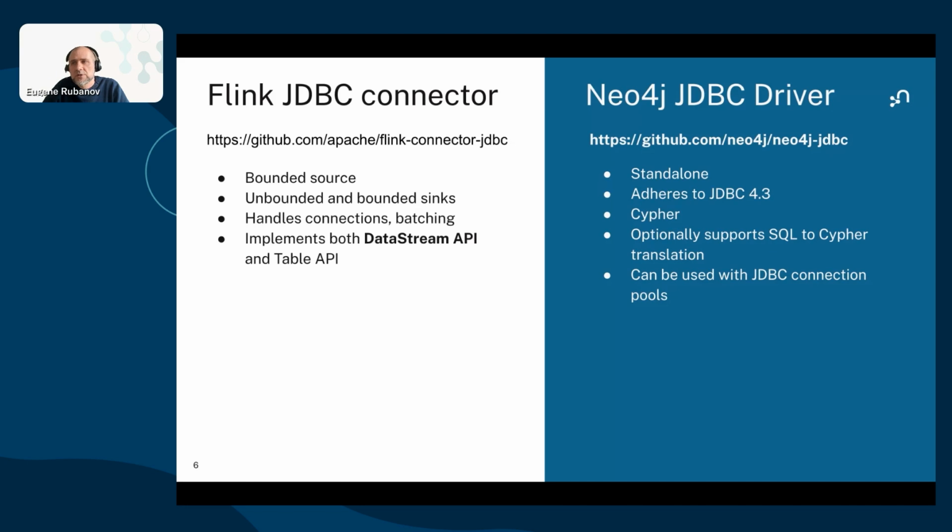The Flink JDBC connector provides both a source and a sink using the JDBC API. It supports bounded sources and both unbounded and bounded sinks. It also takes responsibility for managing connections and batches, and it implements both the DataStream API and Table API. However, today I will be focusing only on the DataStream API.